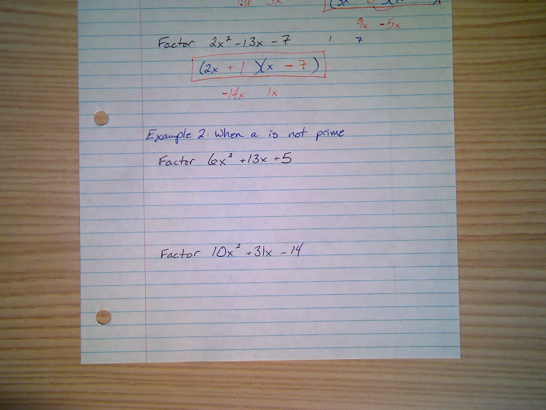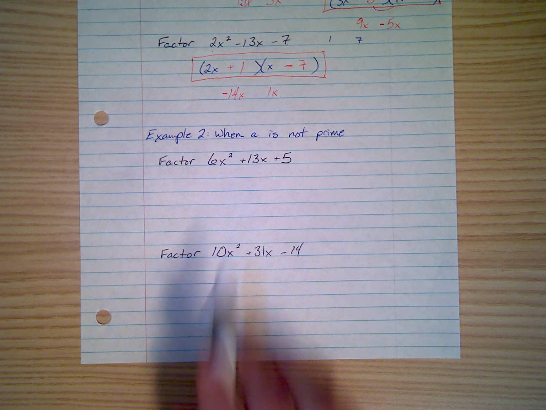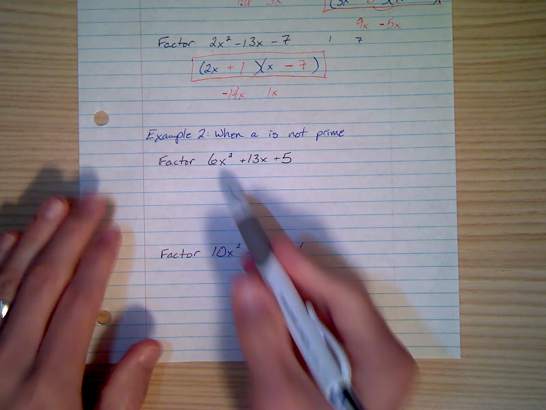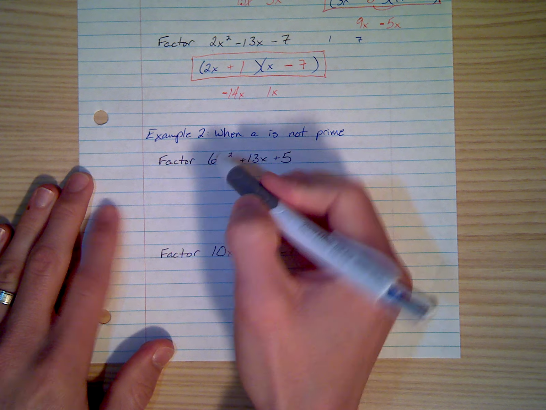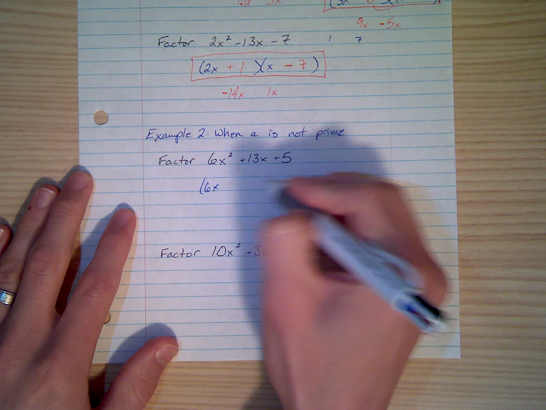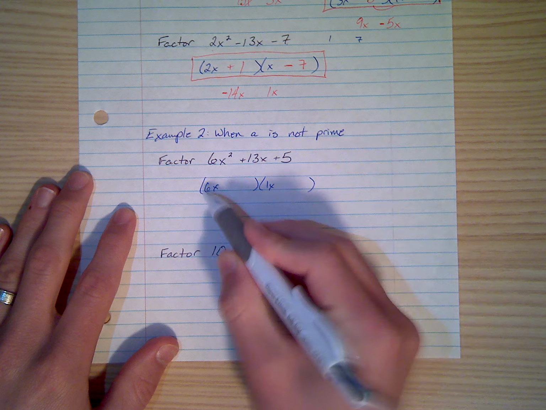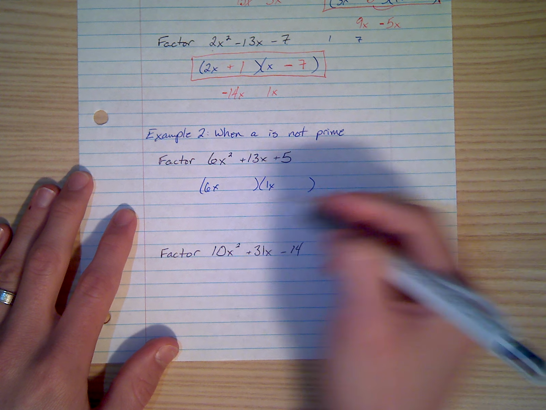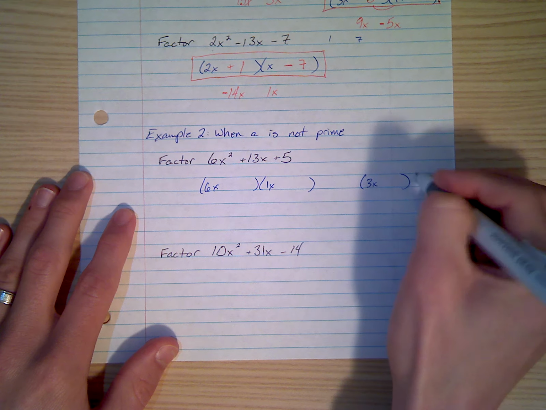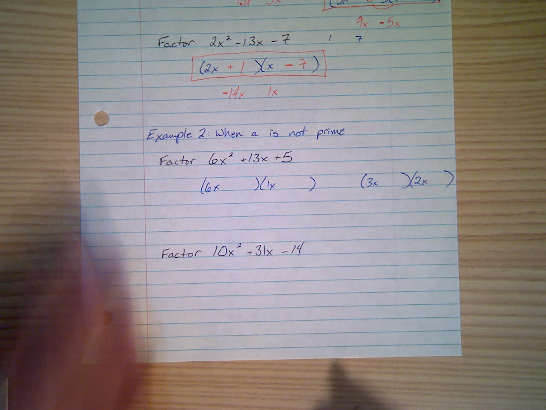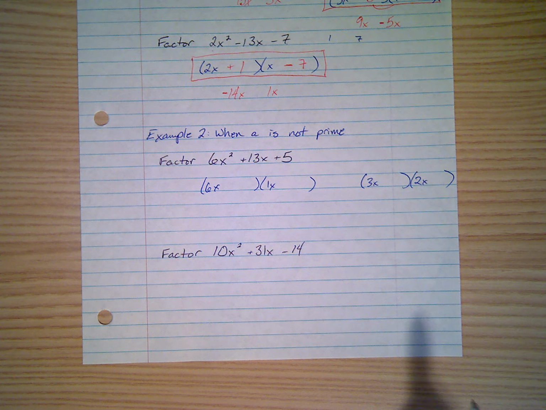It gets even more complicated when you have a leading coefficient that is not prime. So far, we've only had to deal with just one option for those leading terms in the binomials. If we look at 6 here, there are 2 ways we could do this. You could have a 6x and a 1x. I usually write the bigger one first. Or we could have a 3x and a 2x. So now we have more guessing and checking to do.